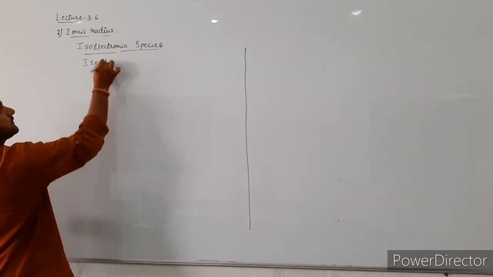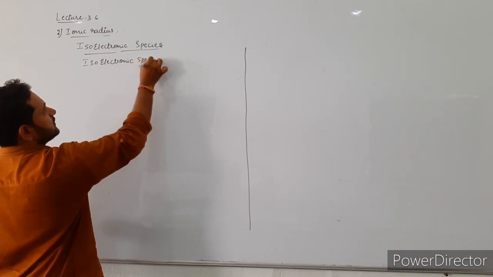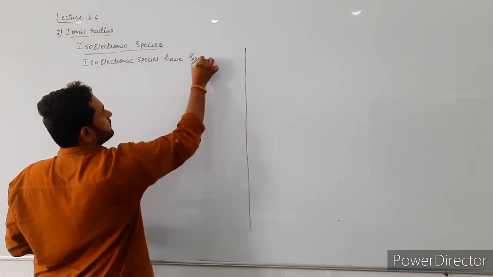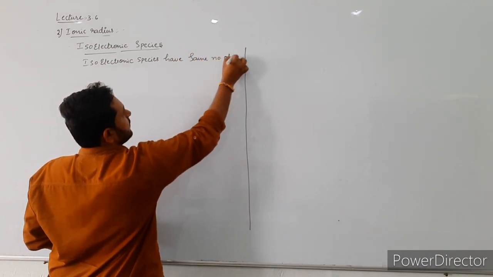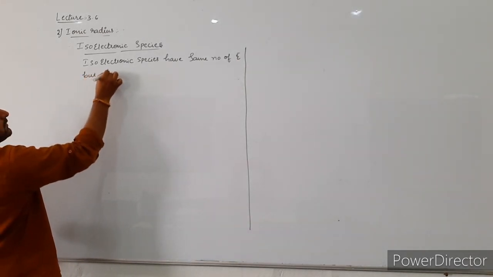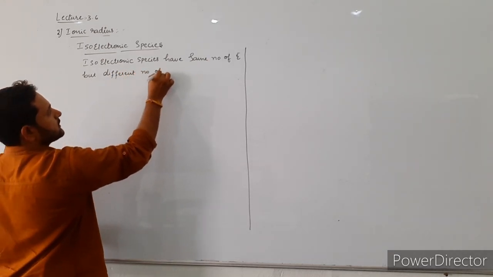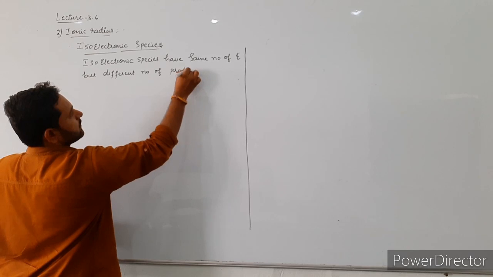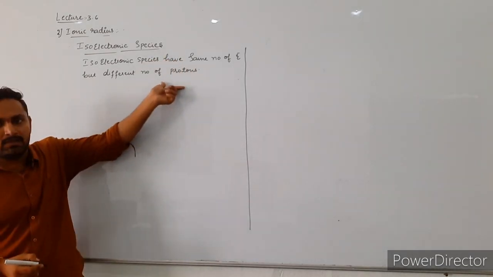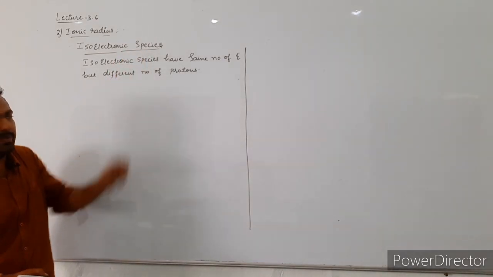Isoelectronic species have same number of electrons, but different number of protons. Due to different number of protons, there is a difference in ionic radius in isoelectronic species.